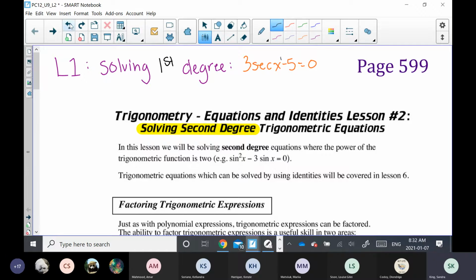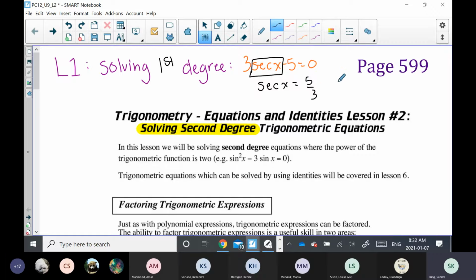So what we did yesterday was if we had a first degree trig ratio, we either graphed this. So I said, okay, we could punch this into y1 and we could look for the zeros of the graph, or what we did was we isolated secant. The most common way when we do this algebraically is to isolate secant. So you'd have brought the -5 over to the right and divided by 3, and we would have gotten secant of x is equal to 5 over 3.